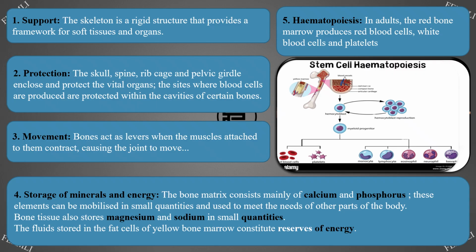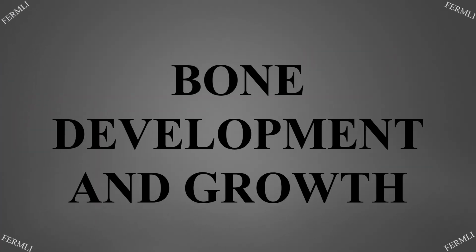5. Hematopoiesis. In adults, the red bone marrow produces red blood cells, white blood cells and platelets. Bone development and growth.